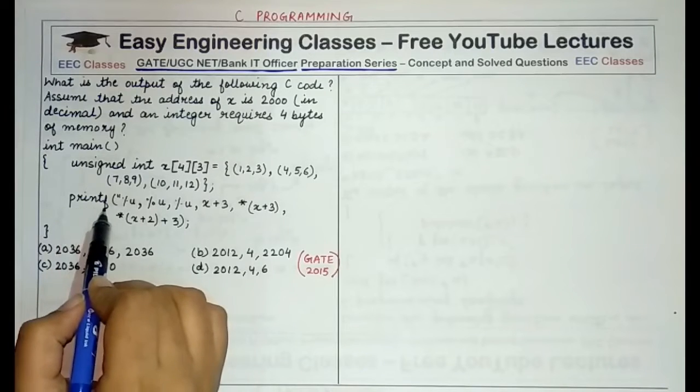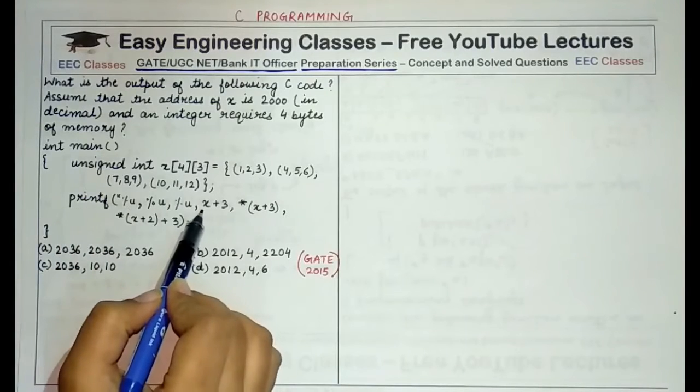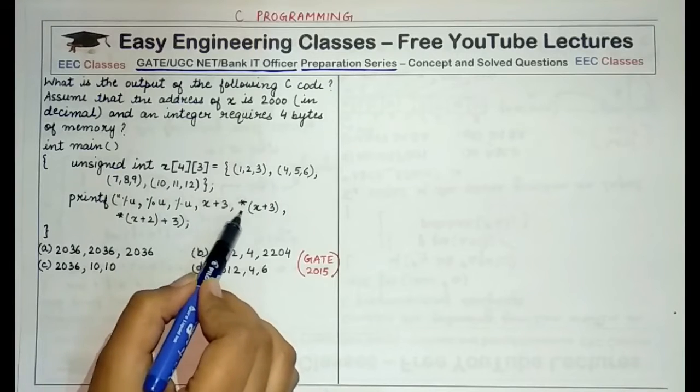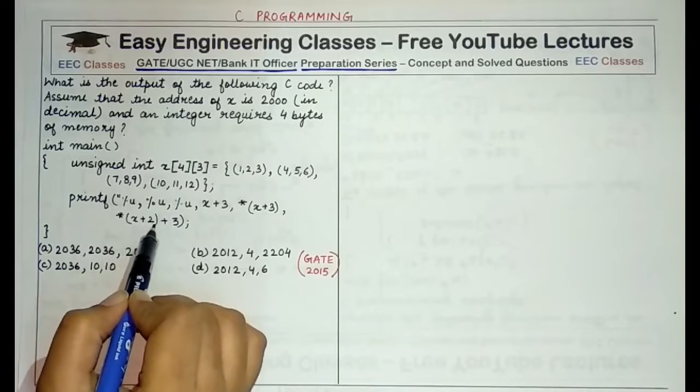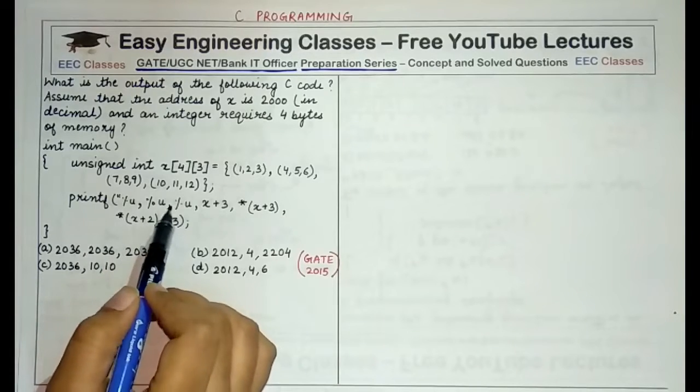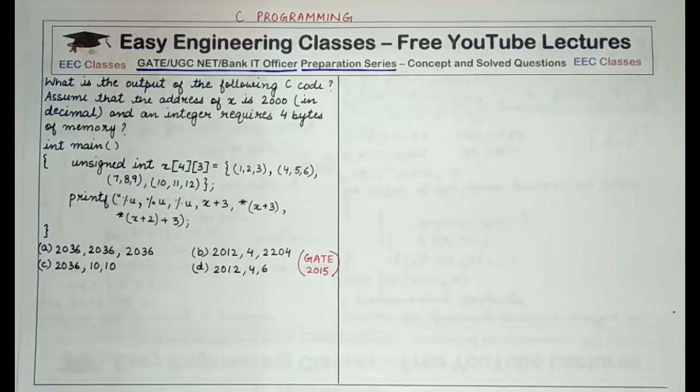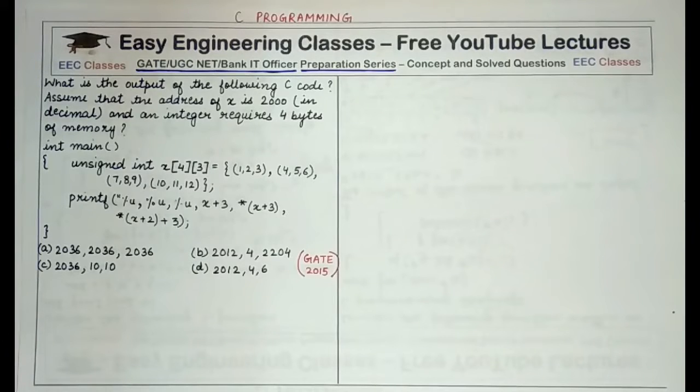And the printf statement says to print the values x plus 3, star of x plus 3, and star of x plus 2 plus 3. Alright, so in a case of a 2D array, the most important thing that you need to understand before you start solving the question is how the 2D array is arranged.